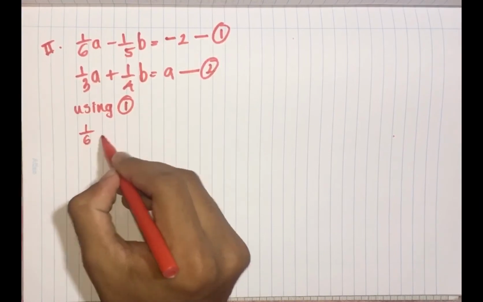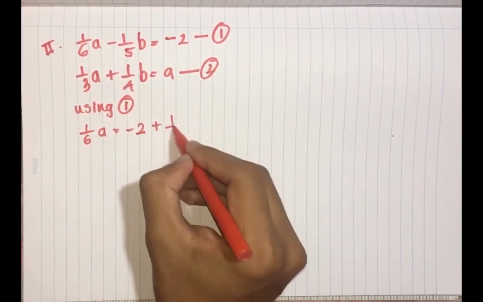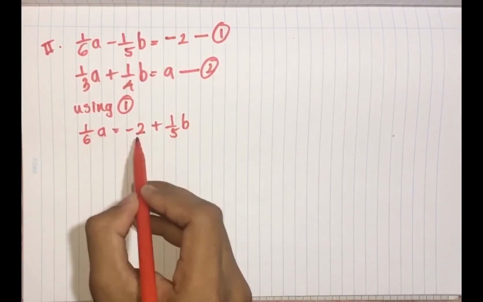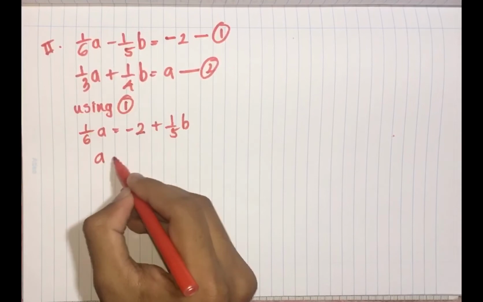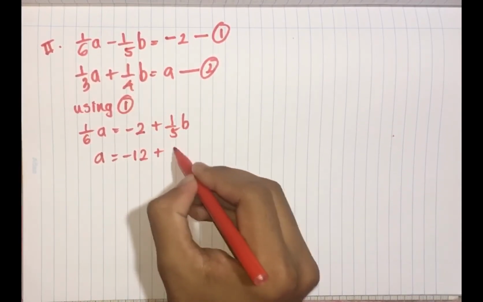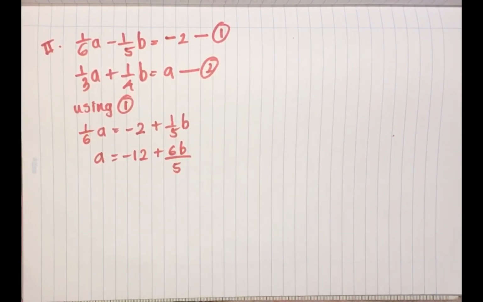Therefore, I have 106a is equal to minus 2 plus 105b. And then in order to make a the subject, you have to multiply each of the terms by 6. Therefore, a is equal to, if you multiply this by 6, 6b over 5. Okay, now this is the value of a.